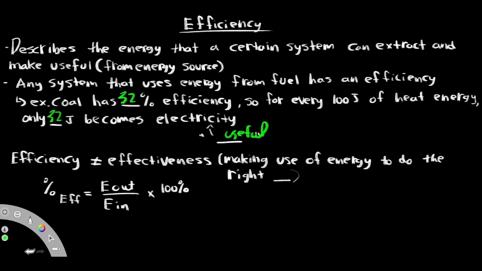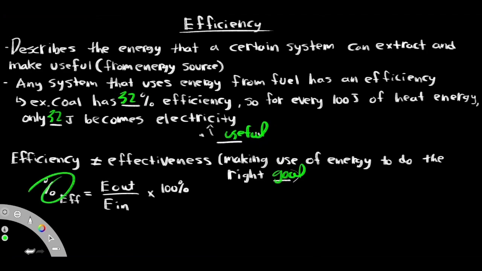Also, efficiency does not equal effectiveness. Efficiency is pretty much what's talked about up here, the extraction of the useful energy. Effectiveness is simply making use of the energy to do the right goal. So if you have two cars, for example, and both take you from point A to point B, both are equally as effective. One might be better in terms of mileage, right, of using the useful energy, than the other. So it's better efficiency, but both cars are equally effective because they do the same goal.